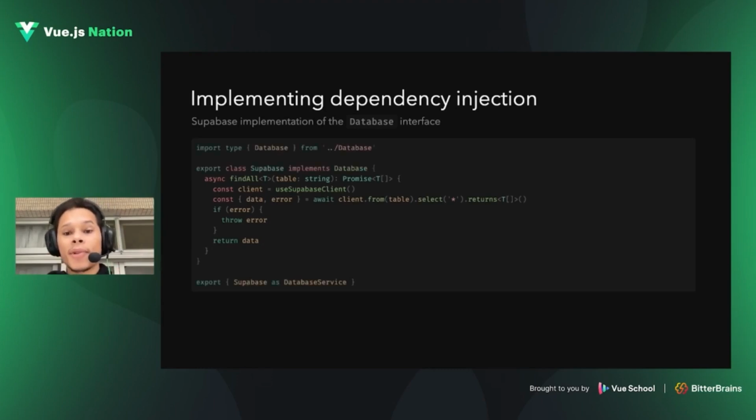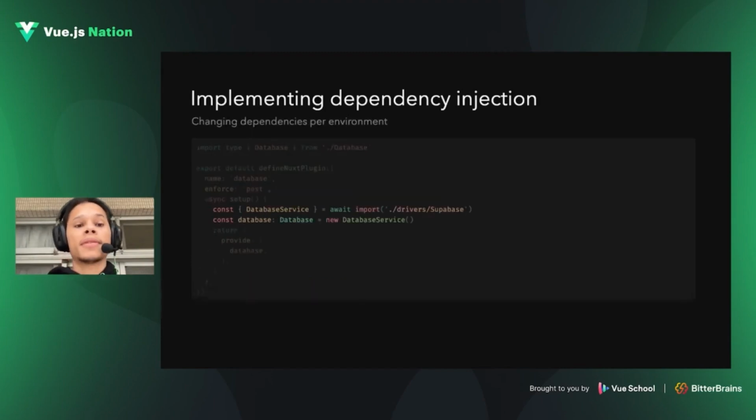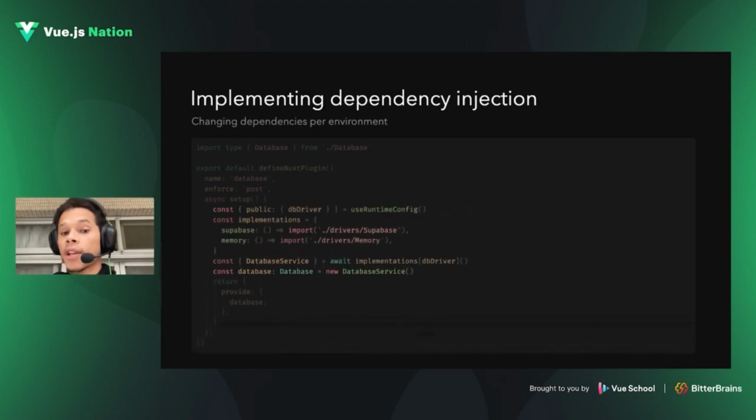And this opens up new possibilities, right? Because now we can have multiple implementations of the database interface, and we could check for runtime configuration to instantiate a different class and have different dependencies per environment. So if we want to update our plugin to do that, instead of simply instantiating the Supabase plugin, we could first check for the runtime configuration, and instantiate a different database implementation based on that config.